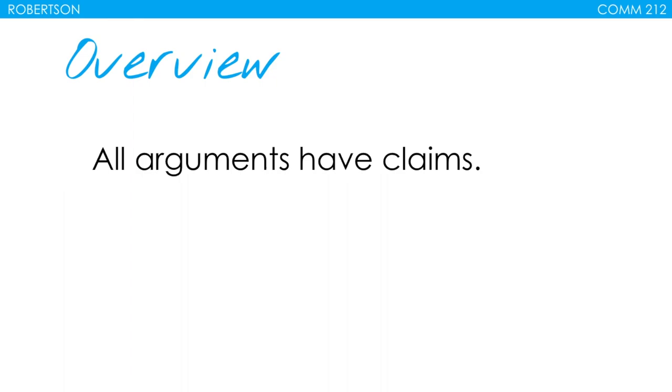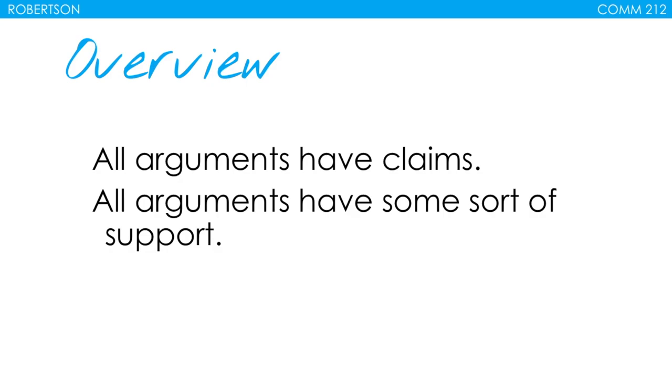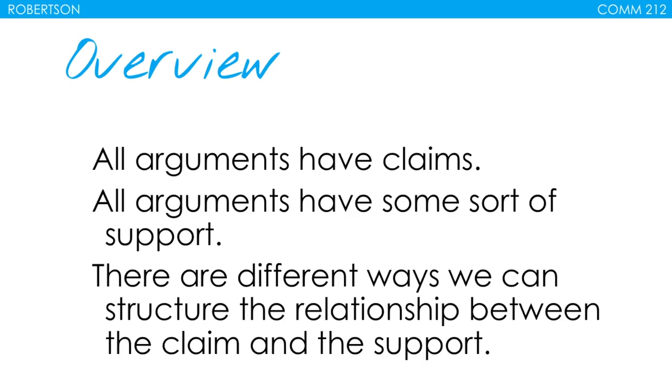And remember, all arguments have some type of support. You can have a claim, but in order to have an argument, there has to be something to back it up. So we have some sort of support for whatever that claim might be. And there are different ways that we can structure the relationship between these two things, between the claim and the support. That's really what this lecture is going to be looking at, the relationship between the claim and the support. So let's look at an argument from generalization.